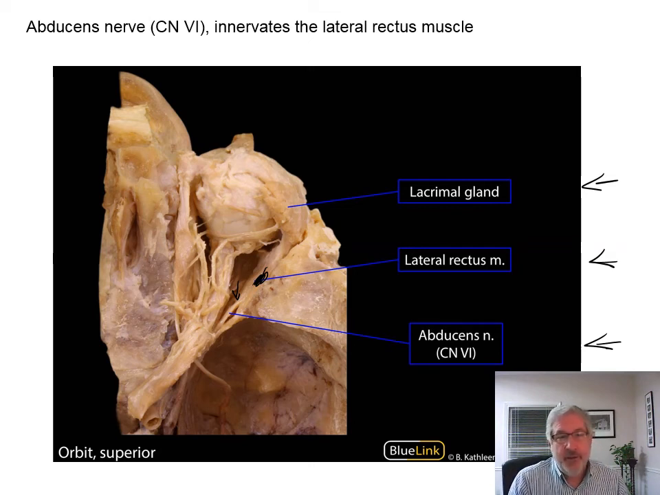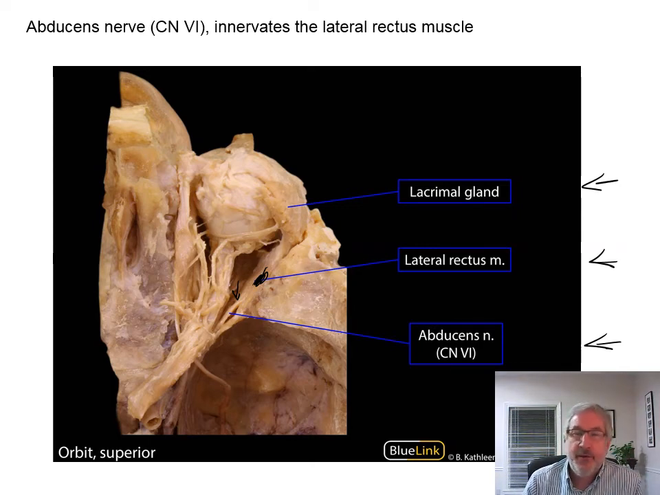So we're looking at the right side from the superior view, the top view looking down on the eyeball. So this would be the right eye, and that lateral rectus muscle is going to move it laterally. Then it abducts the eye, points the eye away from the midline of the body.